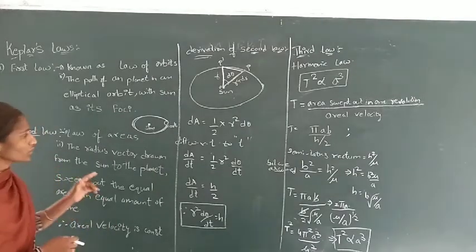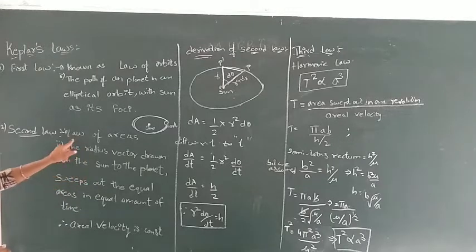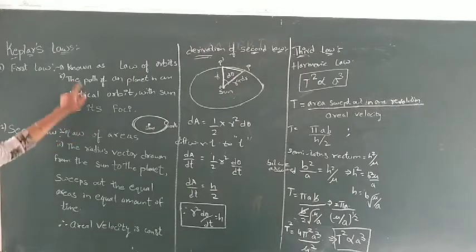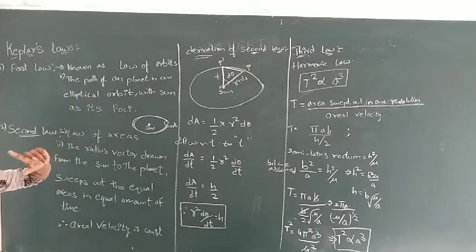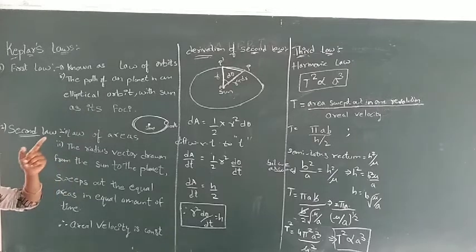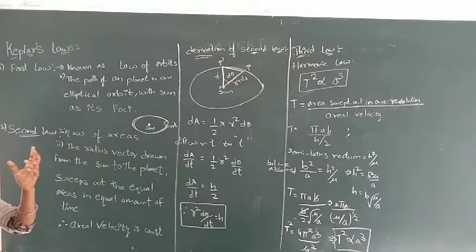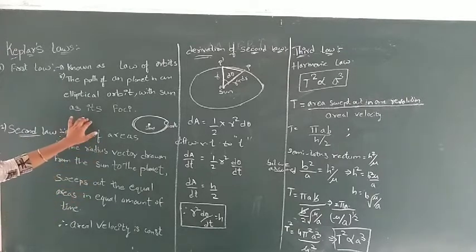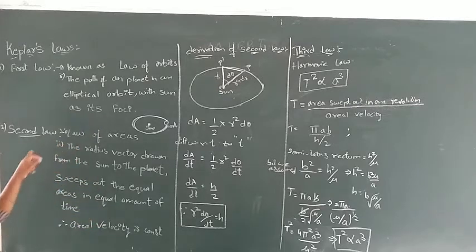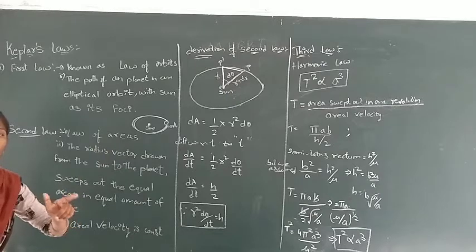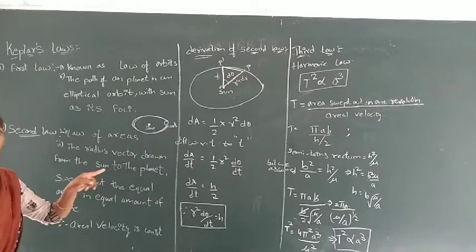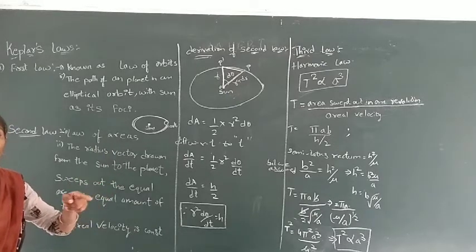Now moving to the second law. This second law is known as the law of areas. While the first law is known as the law of orbits, which explains the elliptical orbit, meaning how the planets revolve around the sun in a particular orbit, the second law explains the area covered by the planet around the sun.